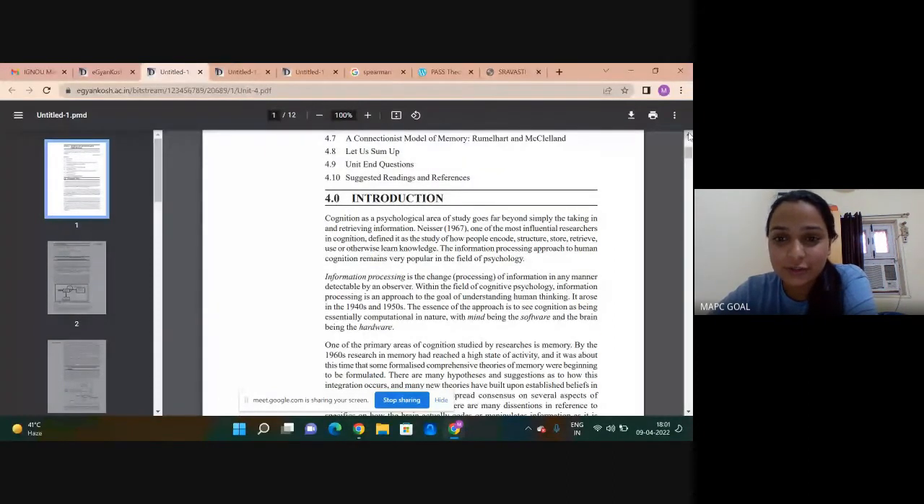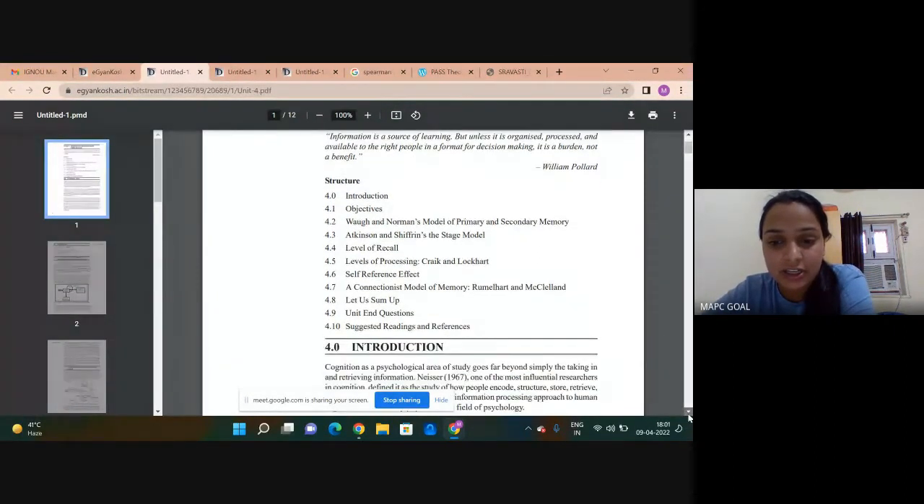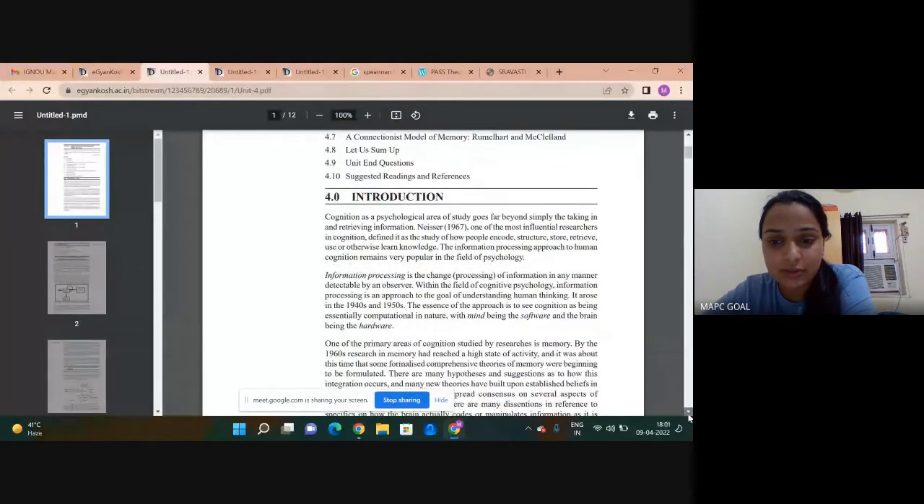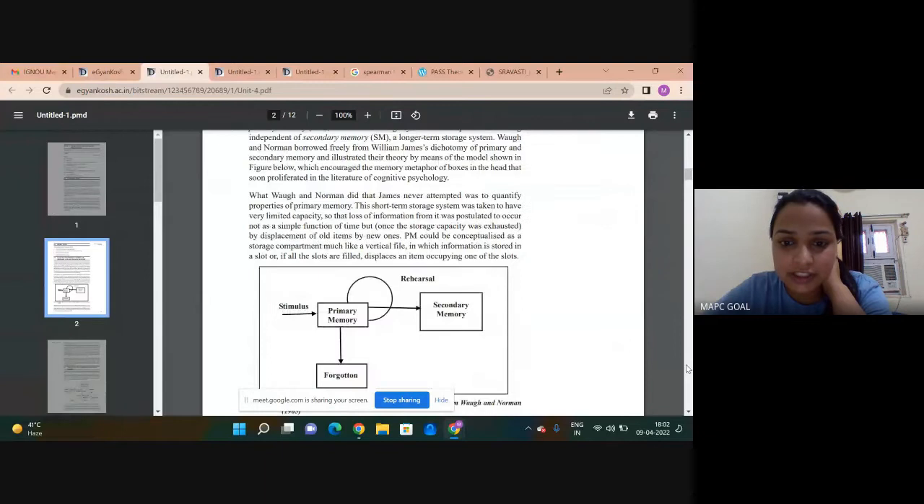Okay, so this is unit 4, models of information processing. Now we have models, different theories where researchers have suggested how we process information. If you remember, we already talked about how our brain is the hardware and our mind is the software. People have been trying to study cognitive psychology since 1940, and then in 1950 people tried to study all this. These are theoretical concepts on what information processing is. We have already done that before also.